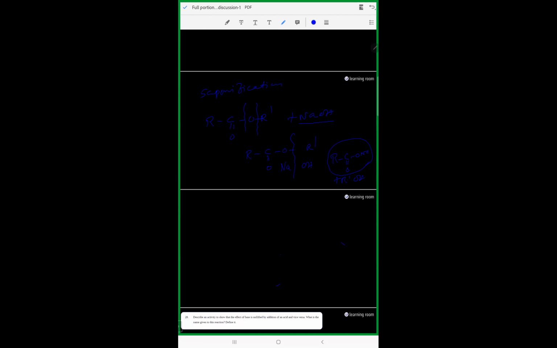Soap is prepared like this: the fatty ester is treated with sodium hydroxide. The sodium salt of the fatty acid is what we use as soap. The remaining goes as alcohol. Is it clear? This is called saponification.